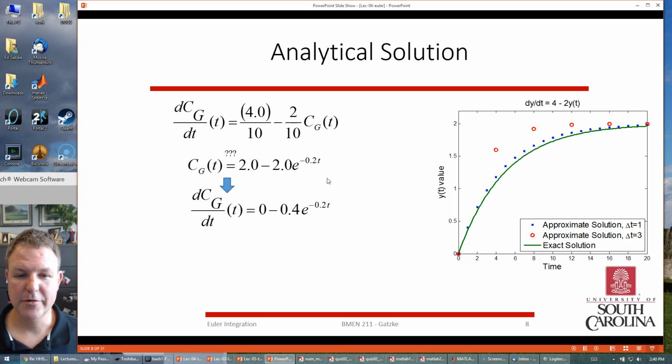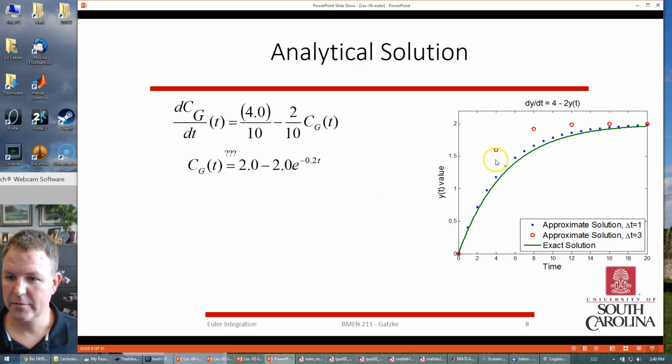The approximate solution was these red lines for delta t equals 3. But you can see with delta t equals 1, it's a very close approximation. So if you take a big delta t, it sort of has the same trend, but the smaller values get very close to the true analytical solution. But it requires more work. You're doing 3 times as many function evaluations and 3 times as many steps.